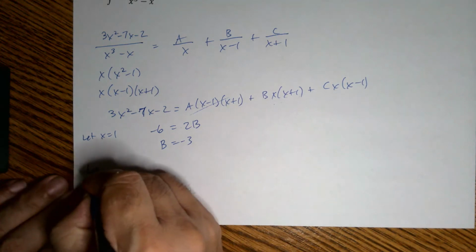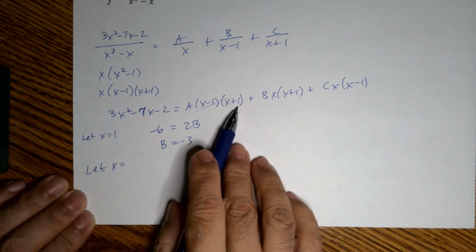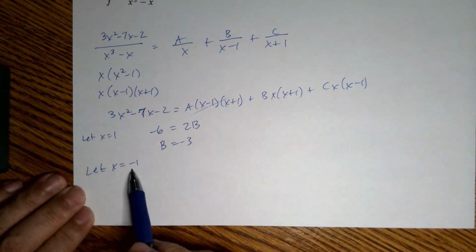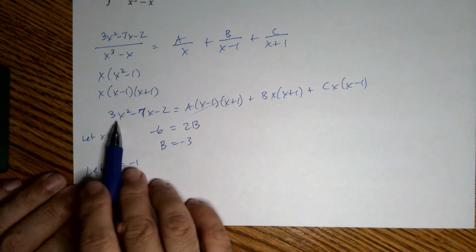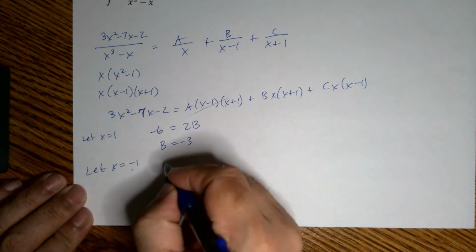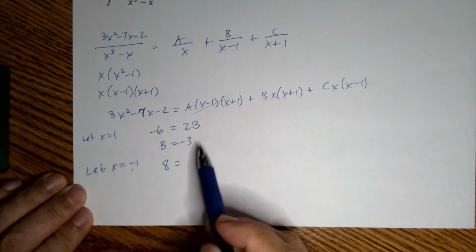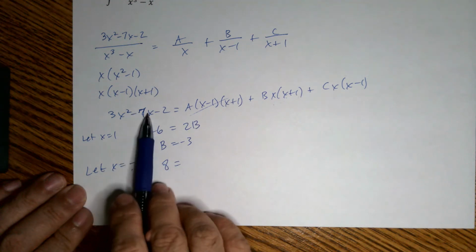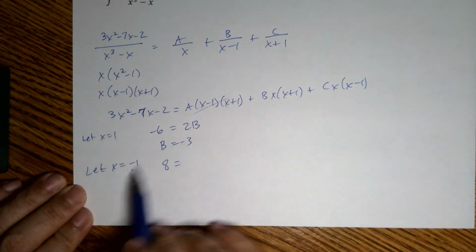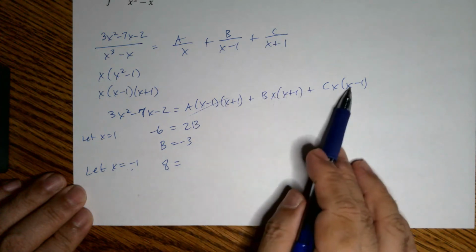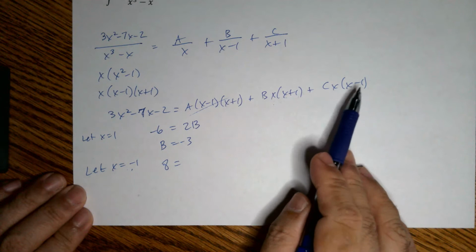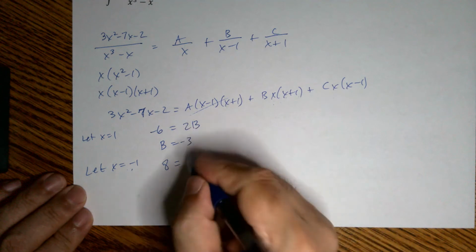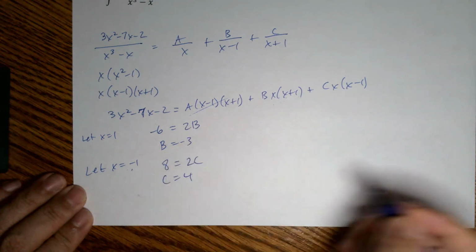Now let x equal negative 1. This is arbitrary. You don't have to do this in the same order. You could start with negative 1. Plug in negative 1: 3 plus 7 is 10, minus 2 is 8. Remember, it's plus because it's negative 1 times negative 7, making it plus 7. Plugging in negative 1 wipes that out again, and that out. Now it gives me C. Negative 1 minus 1 is negative 2, times negative 1 is positive 2, so it's positive 2C. That means C is 4.